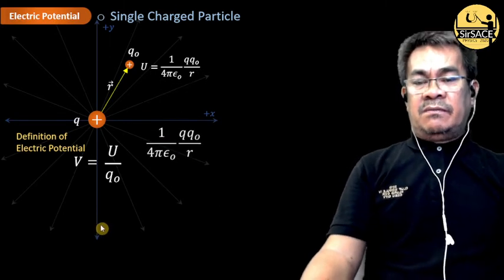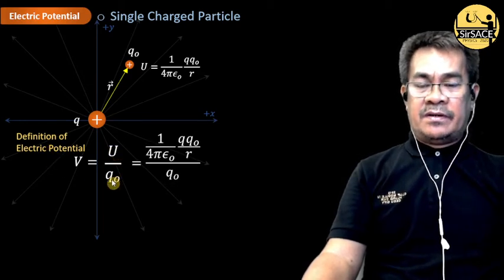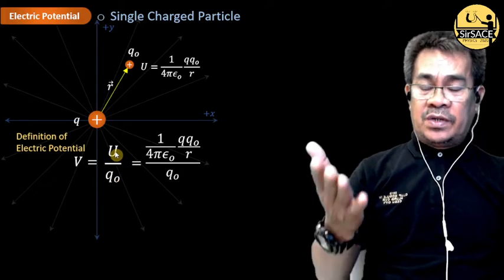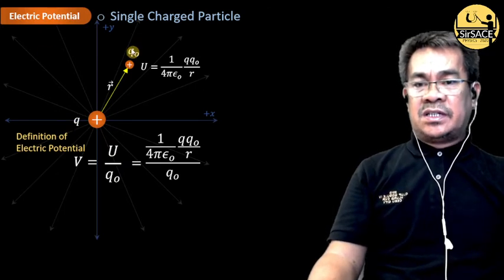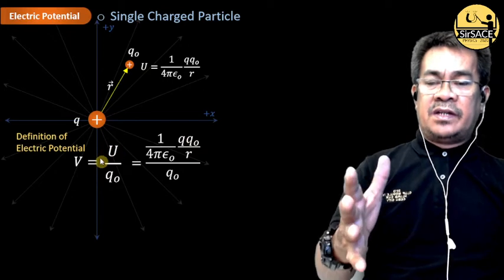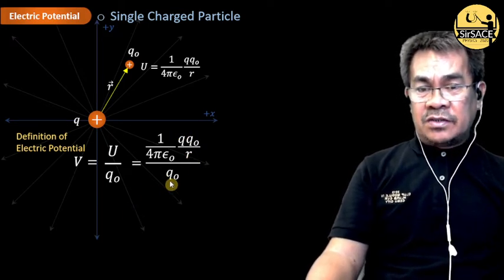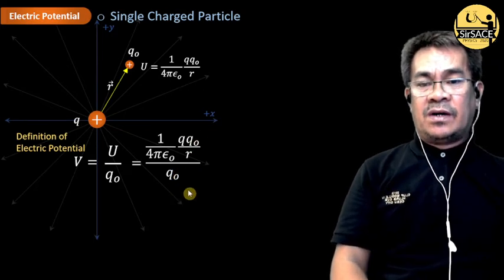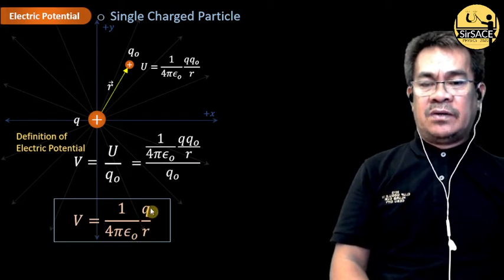Remember that we can solve the potential if we have the energy per moving charge. Now, what if we don't have the energy? If we don't have the energy, but we have the source charge and its distance, then you can use the definition of the energy: 1 over 4 pi permittivity Q naught over R. Look at the result. We can cancel Q naught because they are equal mathematically. So if we cancel Q naught, it reduces to 1 over 4 pi permittivity Q over R.